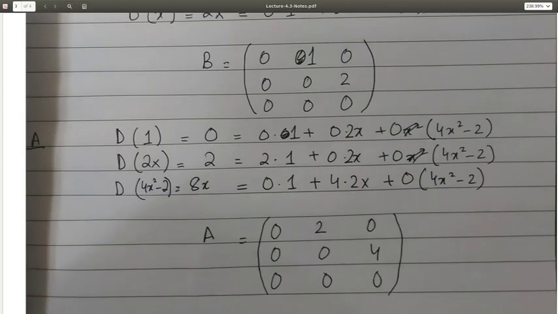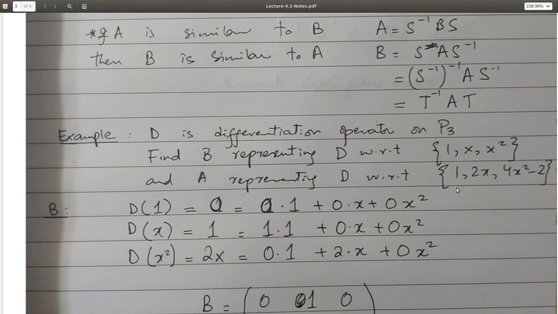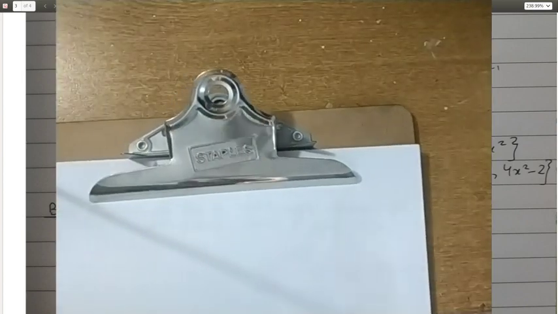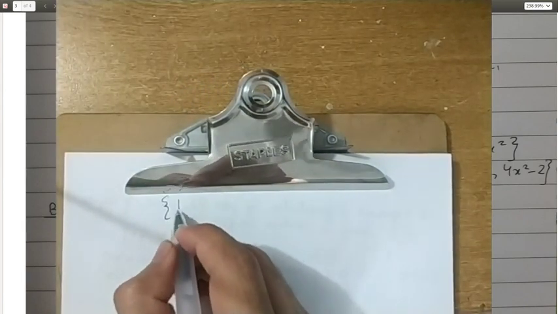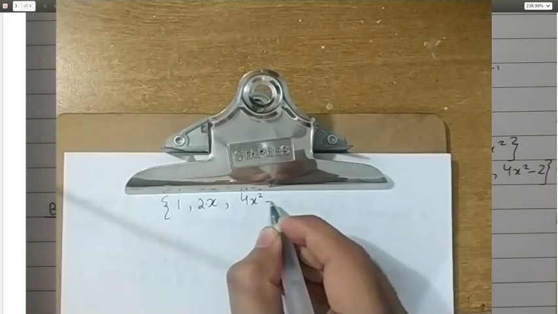Now let's try to do the same process, but for the non-standard basis. The non-standard basis that we are using this time is: the first basis vector is the constant vector, same as before, the second one is twice the linear factor, and the third one is 4x squared minus 2. So my new basis is 1, 2 times x, and 4x squared minus 2.